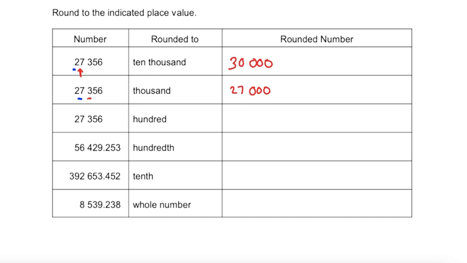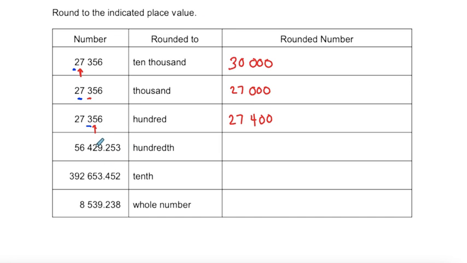Now we're going to take a look at what this number would be rounded to the nearest hundred. So I identify the digit that's in the 100 place value, so that's my 3. And then I look at the number to the right of that. This number is a 5, so I have to round my number up. So instead of writing a 3, I'm going to write a 4 in its place, and everything else becomes zeros.